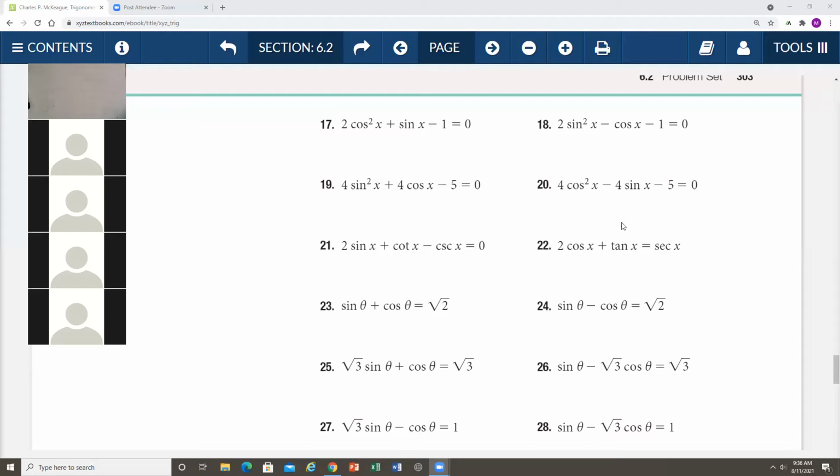All right, backing up to problem number 20. To solve this equation for x, notice we got cosine squared x mixed in with sine x. Not a good thing. We would like to reduce this equation down to only one type of trig function, either all sines or all cosines. What identity could I use to replace cosine x with an equivalent sine x expression? What identity would I use? And what would that choice be?